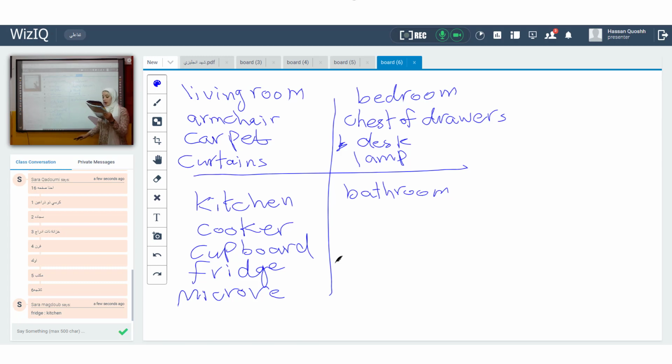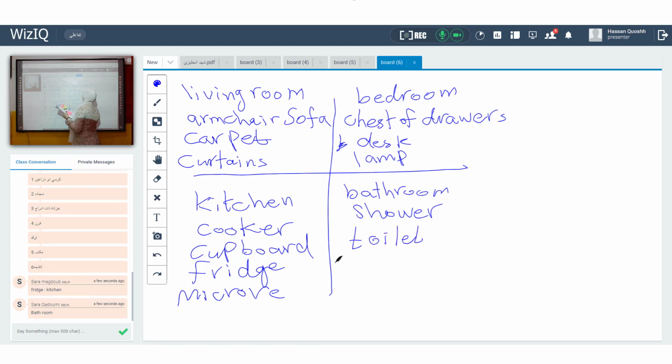And the kitchen. Okay. Shower. Shower in the bathroom. Excellent. Sofa, sure, in the living room. Thank you, Sara. Okay. Now, toilet. Toilet in the bathroom. Yes, excellent. In the bathroom.